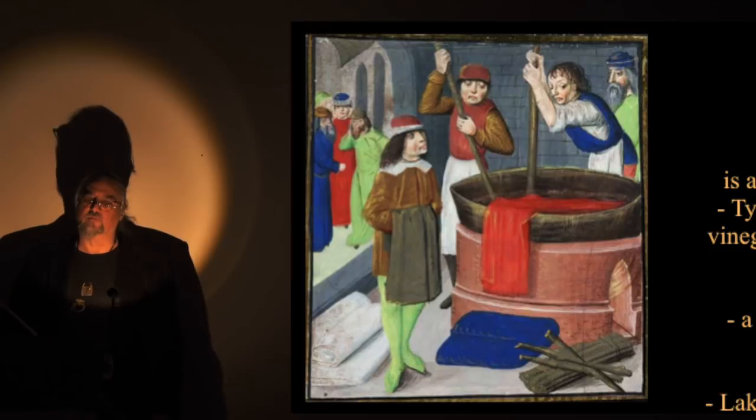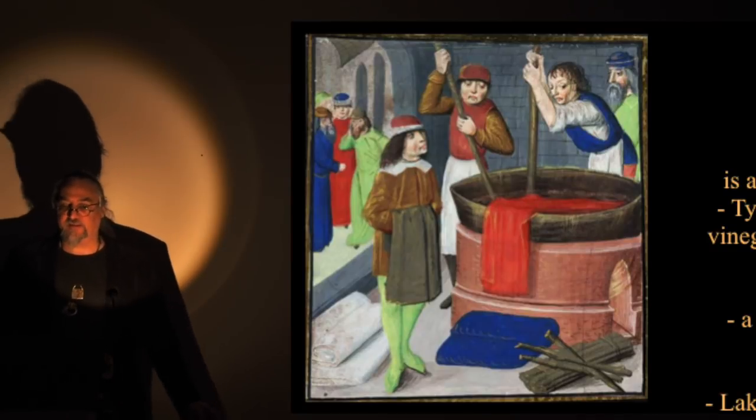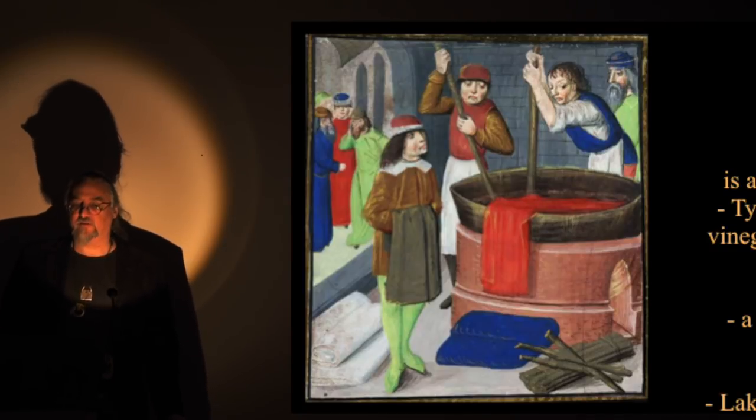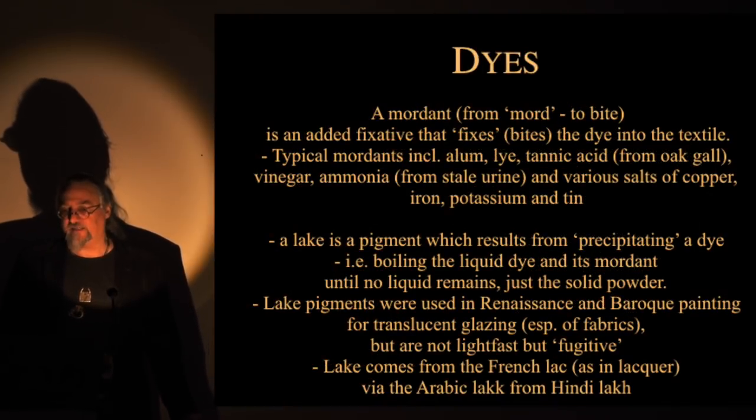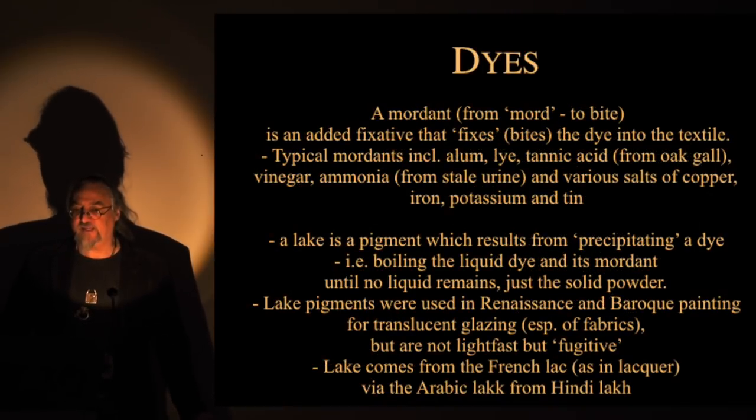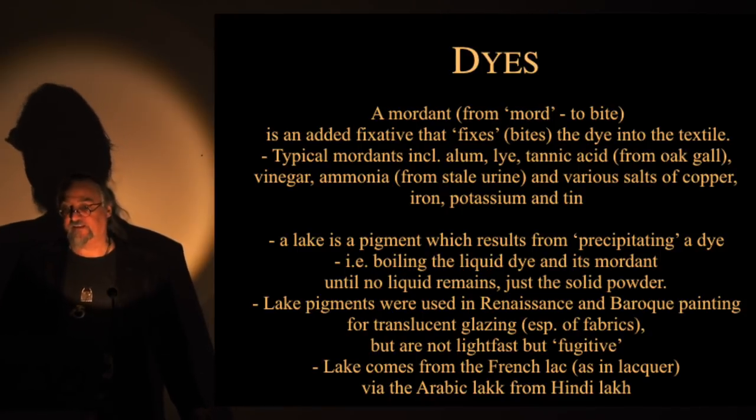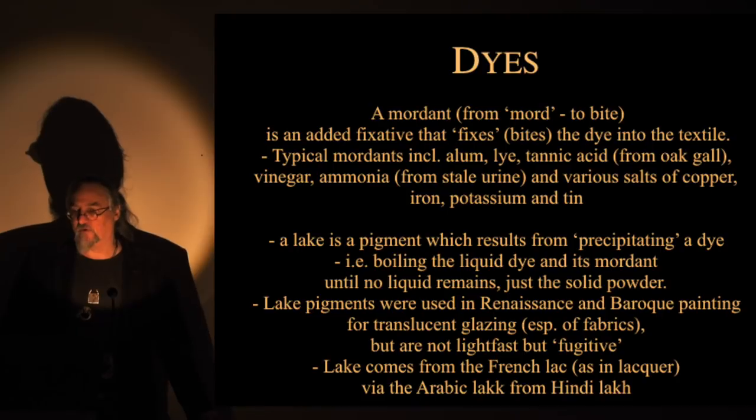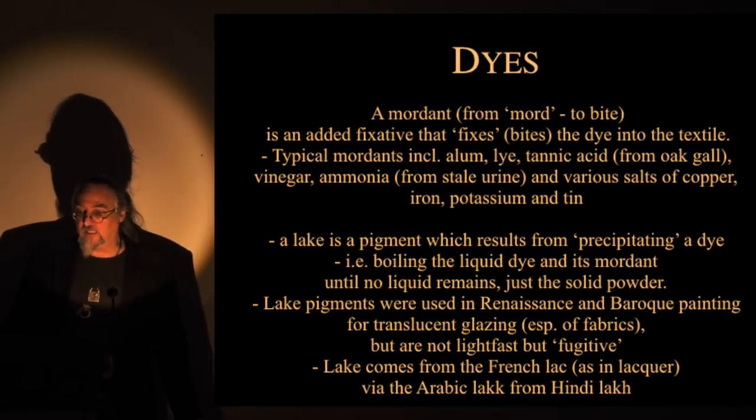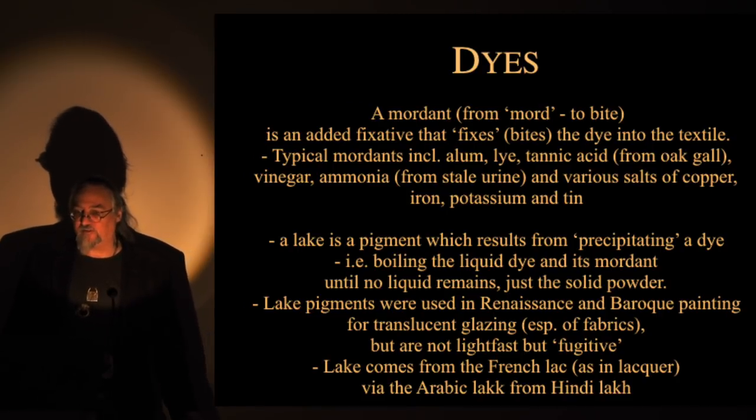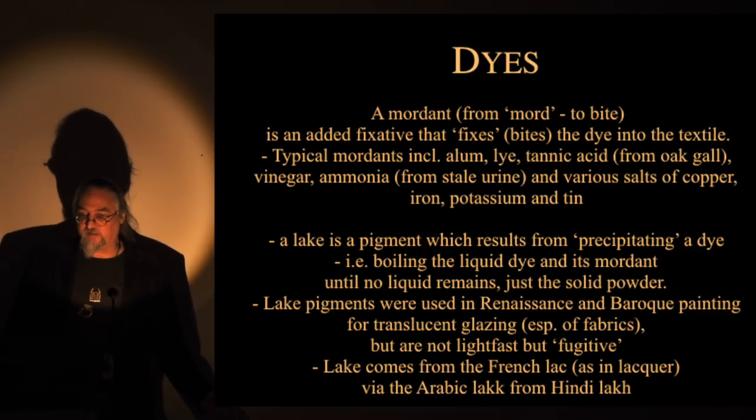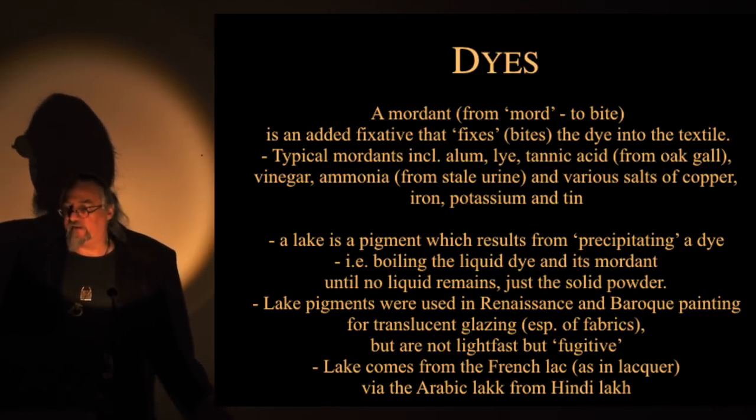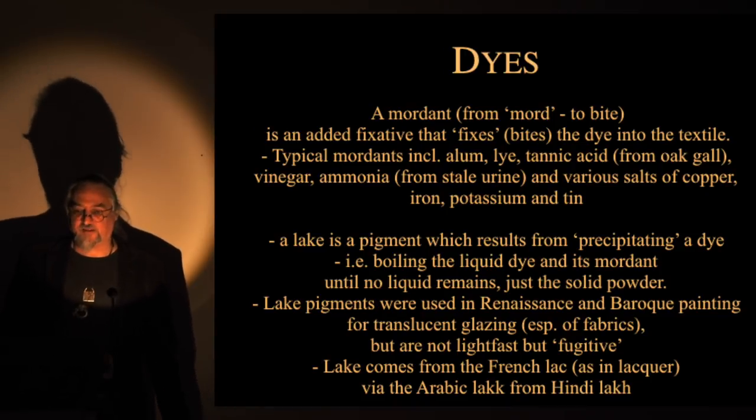Now talking about the mordant to fix the dye so it will adhere to the textile. A mordant, from mordre, to bite in French, is an added fixative that fixes or bites the dye into the textile. And typical mordants include alum, lye, tannic acid, which is from oak gall, vinegar, ammonia, which is a stale urine, and various salts of copper, iron, potassium, or tin.